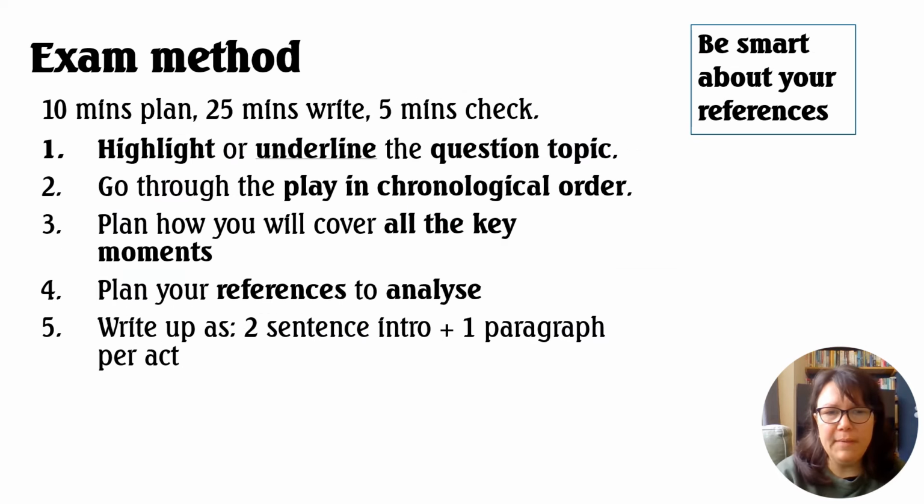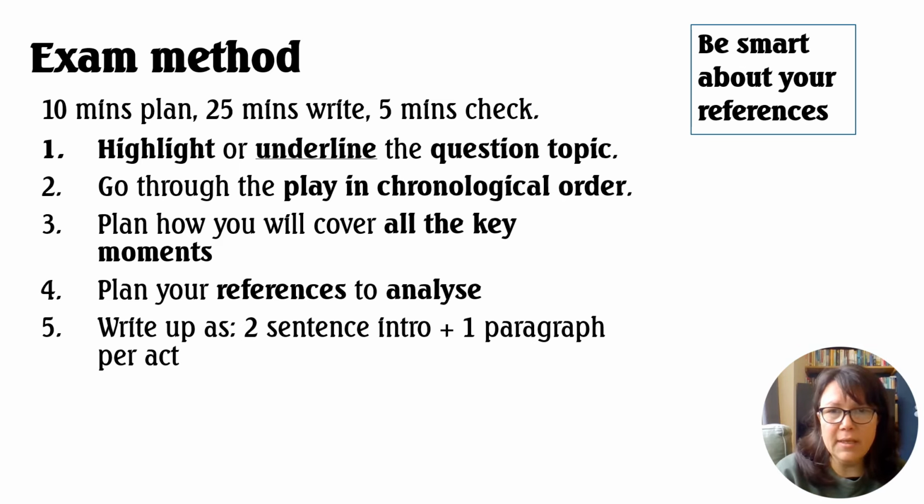All right, so your method for this then is about 10 minutes of planning, about 25 minutes of writing. You're looking for maybe 2 sides, 2.5 sides, and about 5 minutes to check, particularly for those SPAG marks. All right, so you're going to underline, highlight the question topic, make sure you know what it is. You're going to go through the play in order, picking up all of the key moments, thinking about how you're going to cover them, plan what references you are going to analyse, and then you write this up with your very quick 2-sentence introduction, which is 1 sentence introducing the play as a whole, the 2nd sentence introducing the topic, and then 1 paragraph per act.